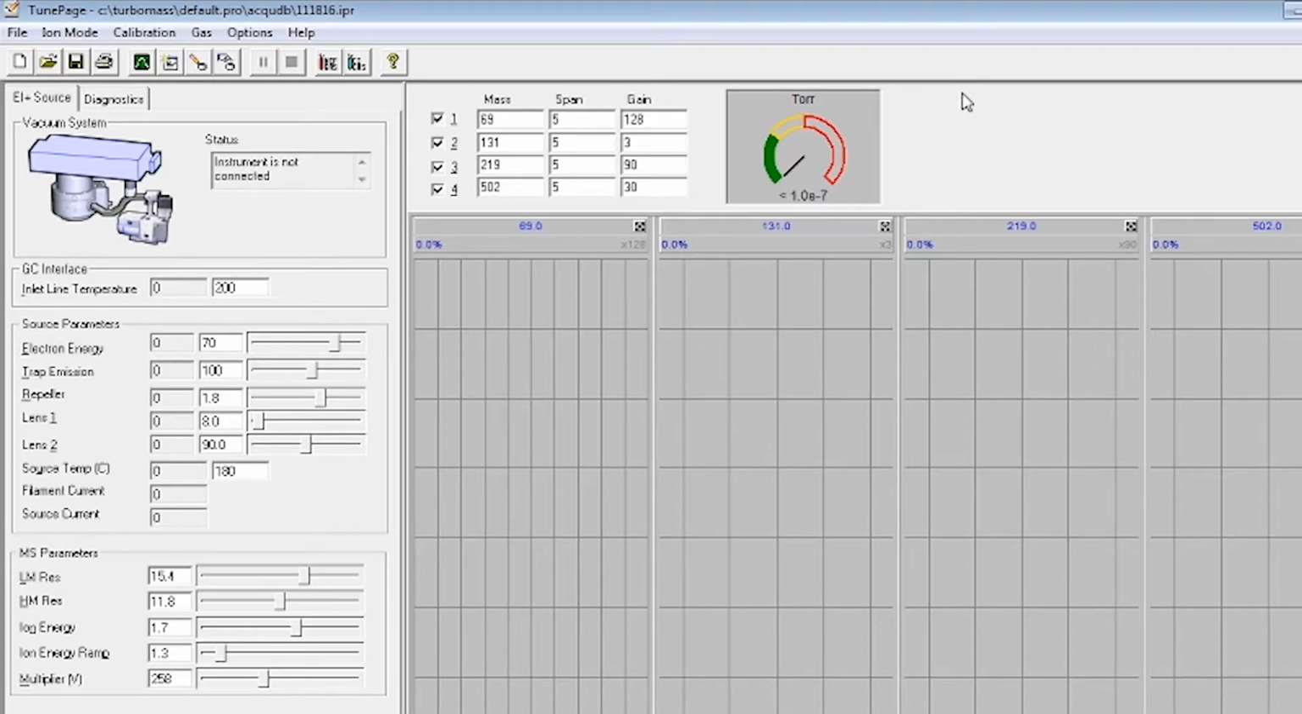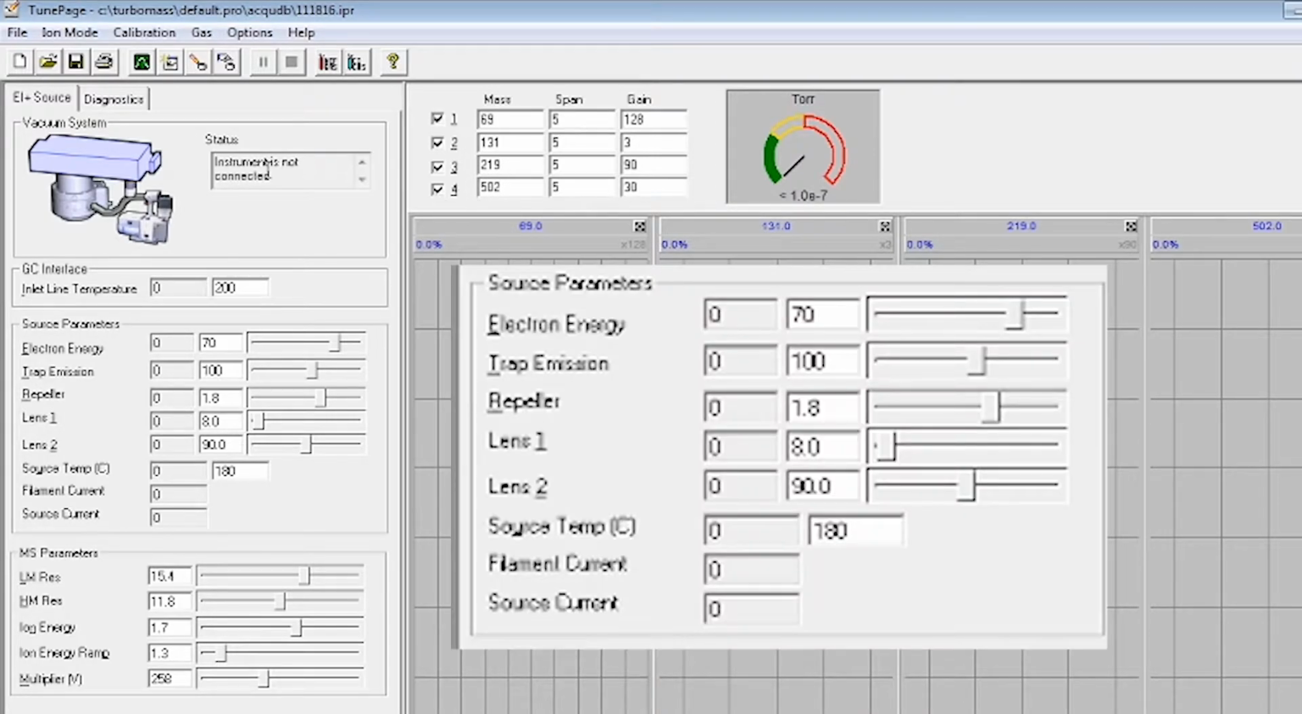So let's take a look at the parameters of our actual mass spectrometer. First of all, you can see that we definitely have the vacuum. That's not accurate. We don't go down to 10 to the minus 7 torr.